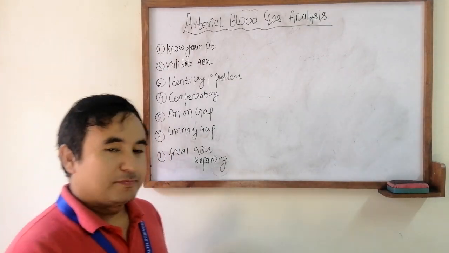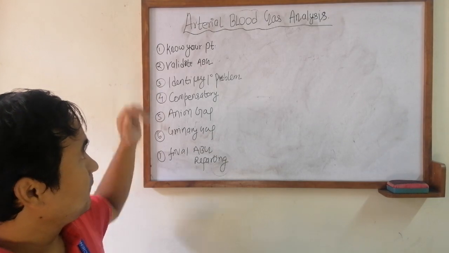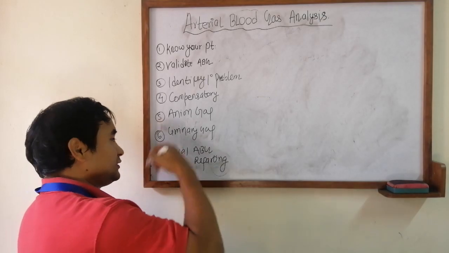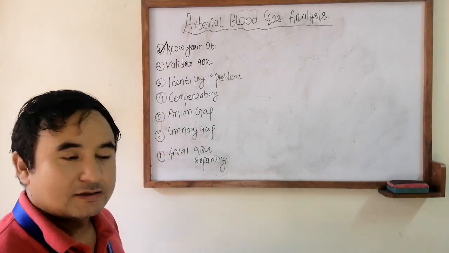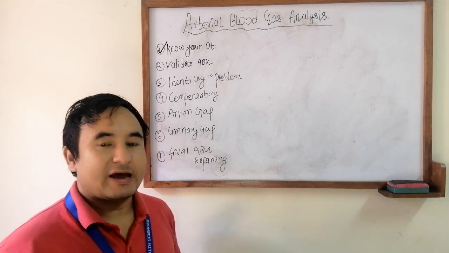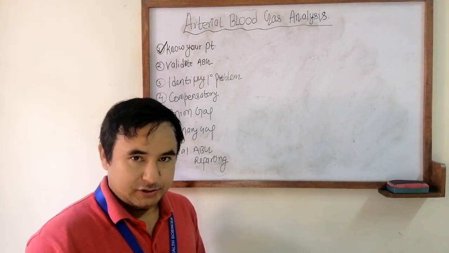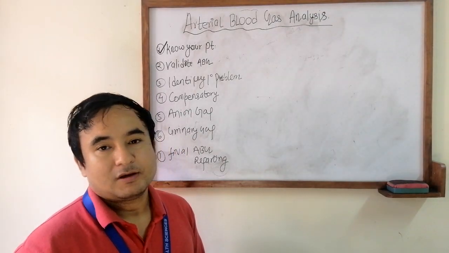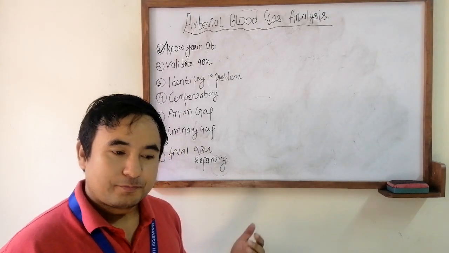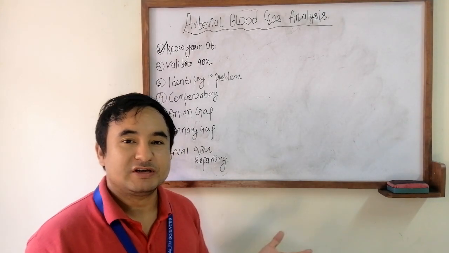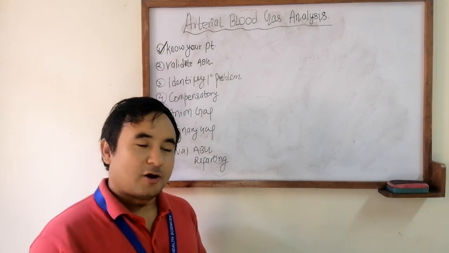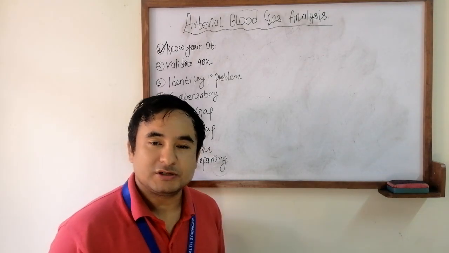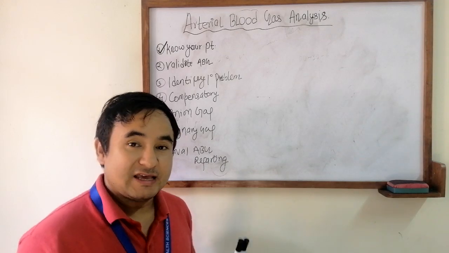Before interpreting the ABG report, number one is we have to know our patient. As we have already discussed in the lectures on X-ray and ECG, we have to know the patient's history and examination. Let's suppose there is a 65-year-old male with shortness of breath for 2 years and cough for 1 year, and on examination there is an expiratory wheeze. Then we suspect that the patient might be suffering from COPD, and accordingly we analyze the ABG.